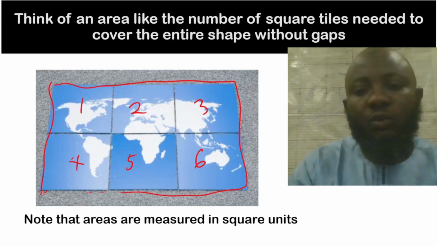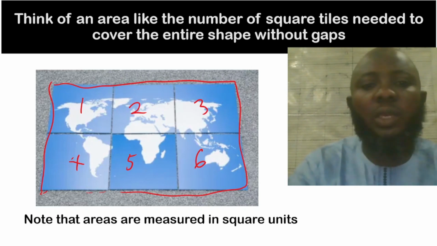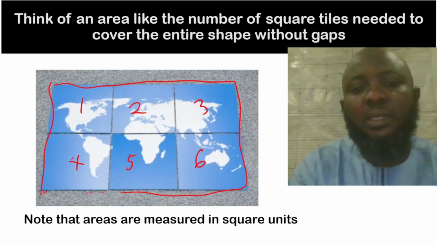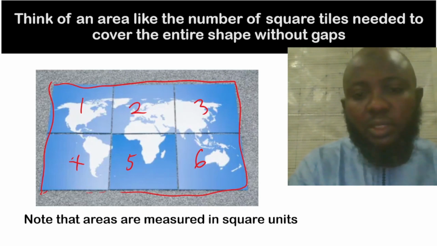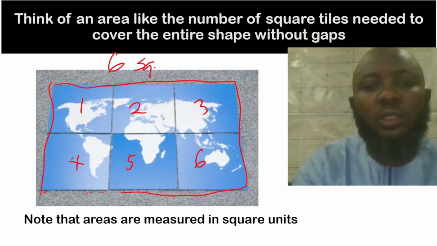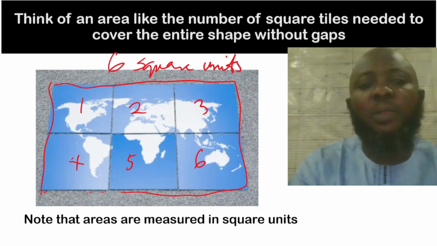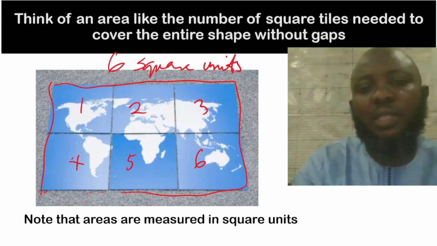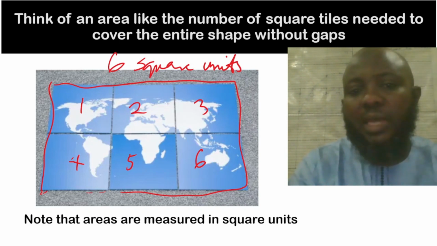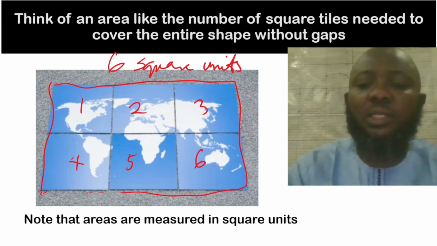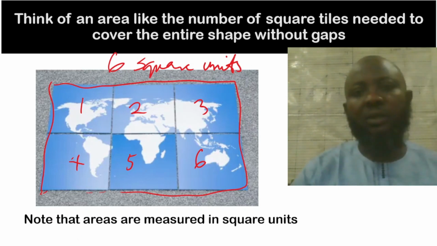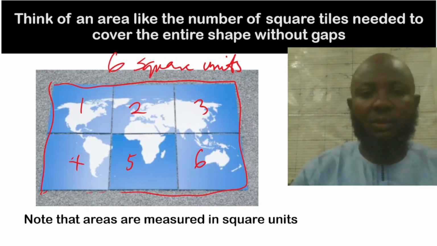Each tile will give us a unit. If each square is, let's say, 1 unit, then the area covered by these tiles will be 6 square units. That's the area covered by this. If each unit is now 1 centimeter, it will be 6 centimeters squared. That's why I said you should note that areas are measured in square units. So when you are calculating whatever you are given, at the end of the day, you must be able to show that this is in centimeters squared, or meters squared, and so on and so forth. All right.